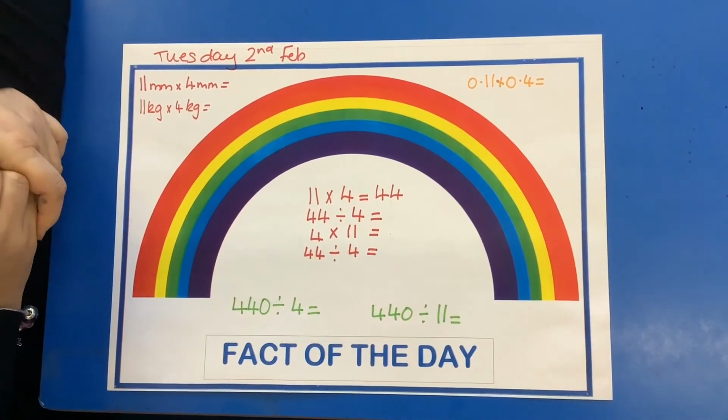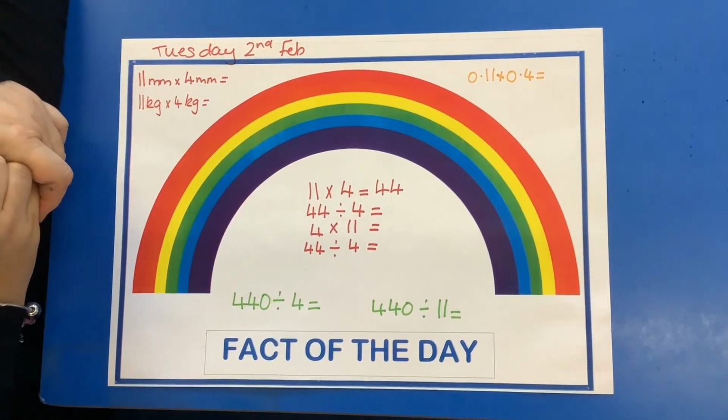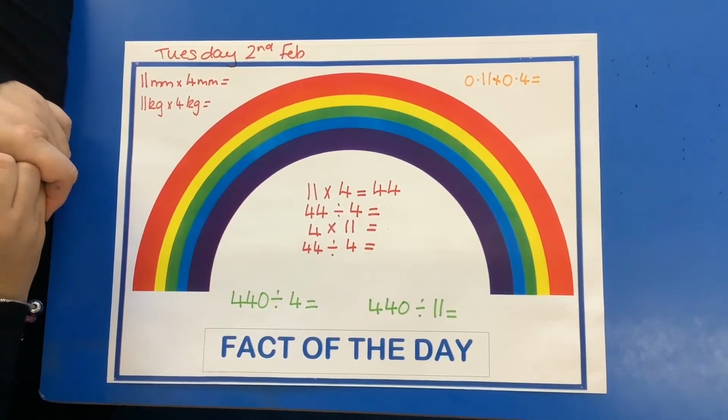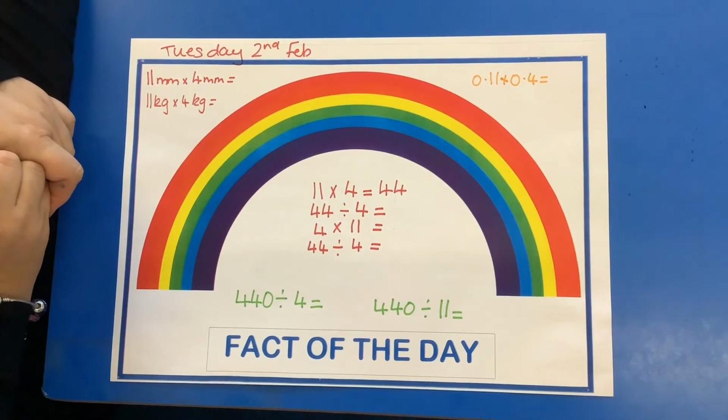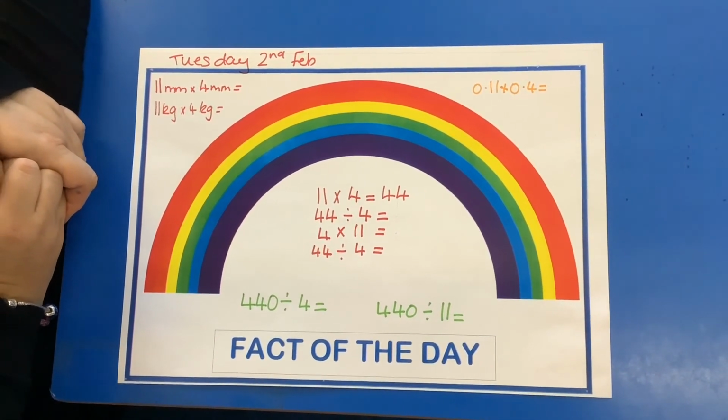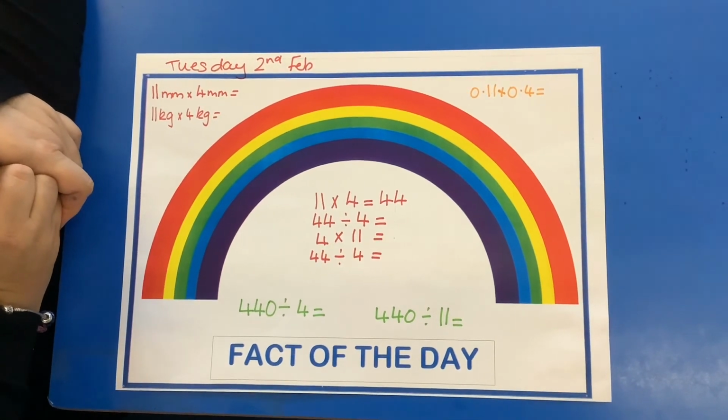Here is your fact of the day. It's 11 times 4 equals 44. So again, same things we do every day. We normally do this with me when we come into class. What other things do you know? If you know 11 times 4 is 44, what else do you know?